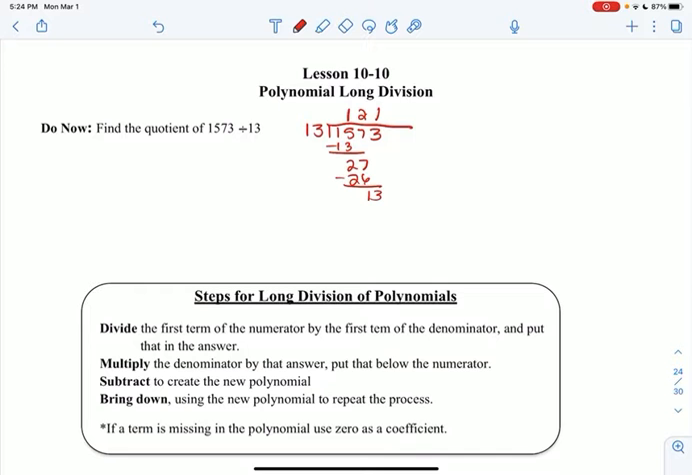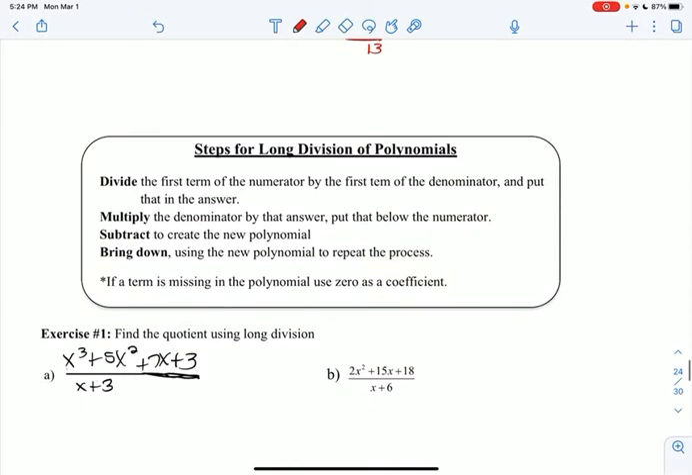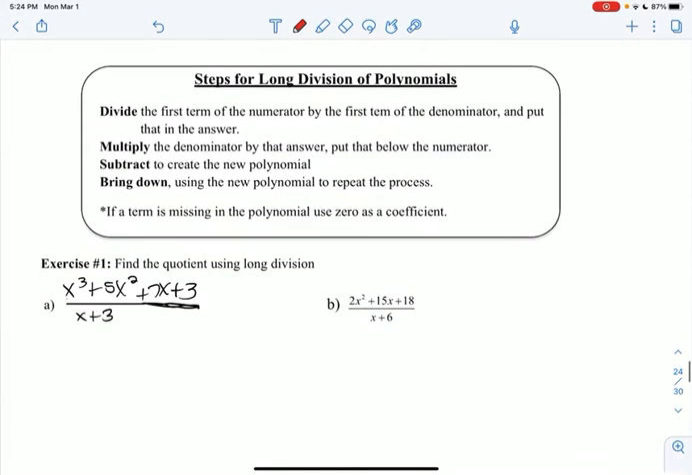So when I'm working with polynomials, it's the same idea, and here are the steps. First, you divide the first term of the numerator by the first term of the denominator and put that in the answer. You multiply the denominator by that answer and put that below. Subtract to create the new polynomial. Bring down, using the new polynomial to repeat the process.